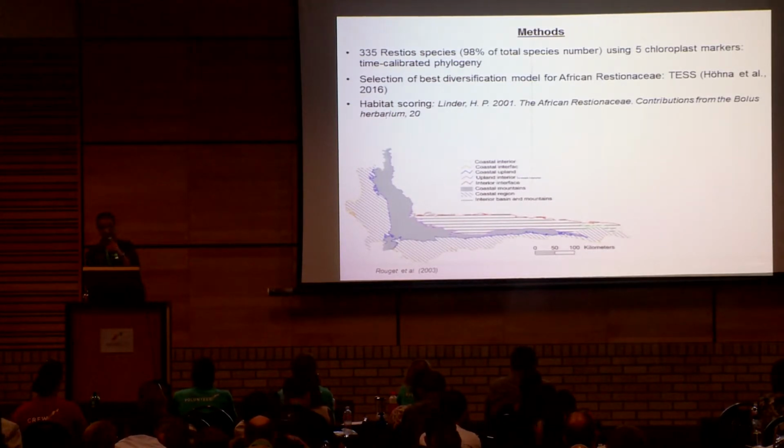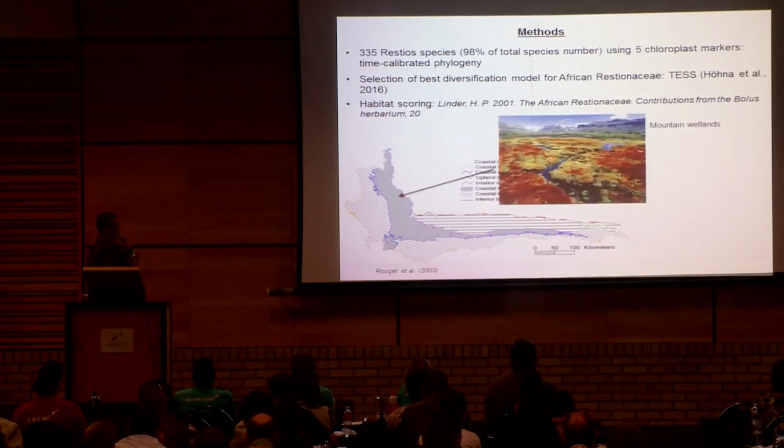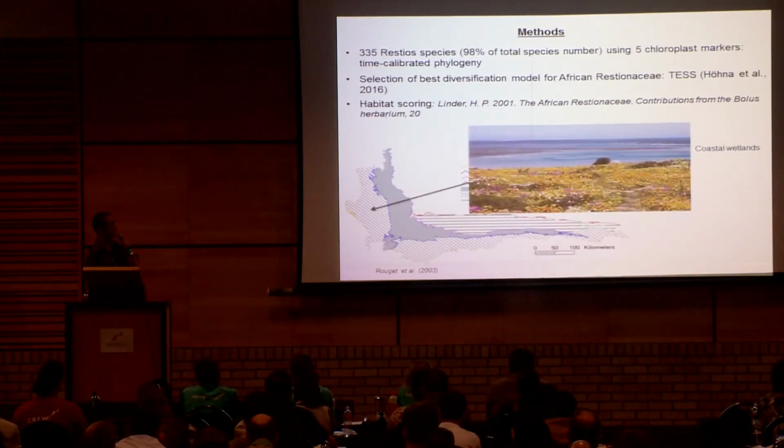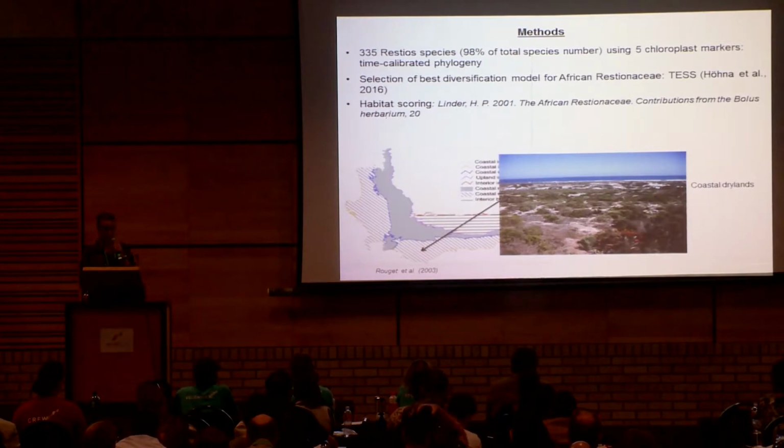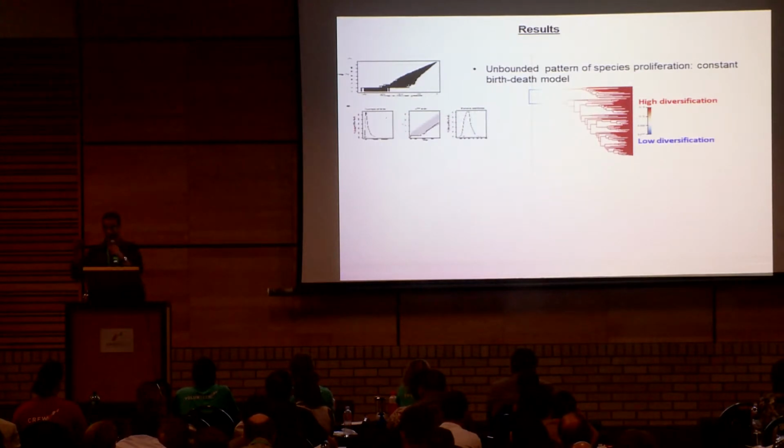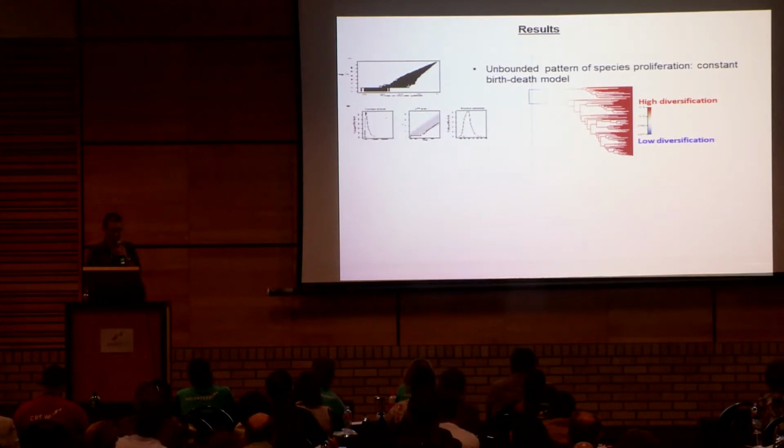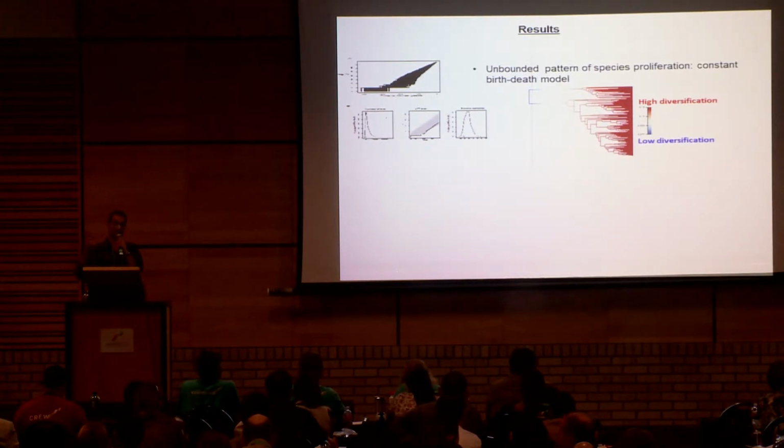We select the best diversification model, and then we score habitats. So just to show you nice pictures of the Cape, we call it mountain wetlands, mountain drylands, coastal wetlands, coastal drylands, for all of these African restios. We build a phylogenetic tree using fossils, et cetera, and this is what we find, unbounded. Nothing seems to restrain species accumulation through time for restios. Now, how come? What's driving this diversification, and why is there no evolutionary constraint? It seems, I mean, there is obviously a limit in ecological space, but.